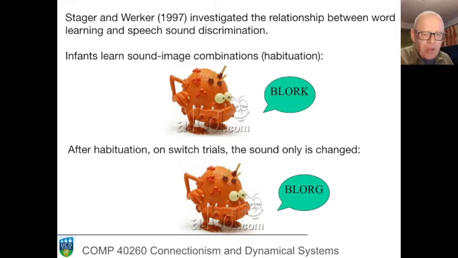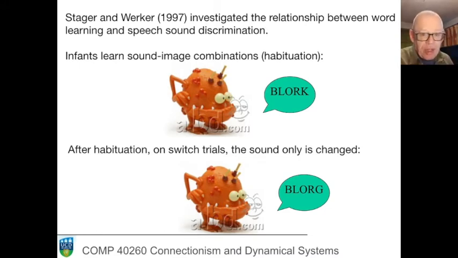What they did was they trained infants at 8 months and at 14 months with novel words, blork, for example, and novel images of types. And they habituated them, we'll explore that in a minute, to the association until the point at which showing the sound and showing the image was equivalent and boring.